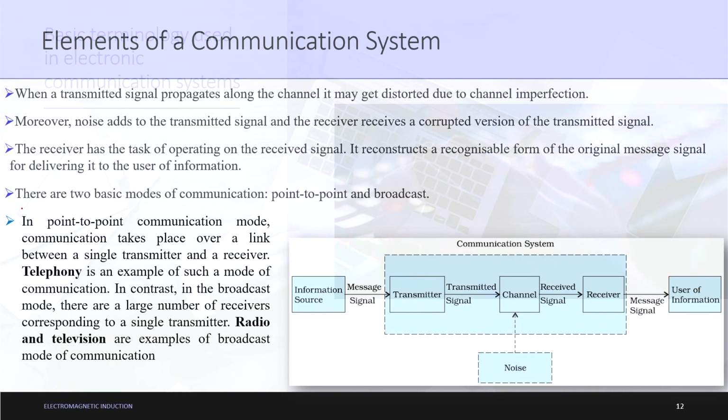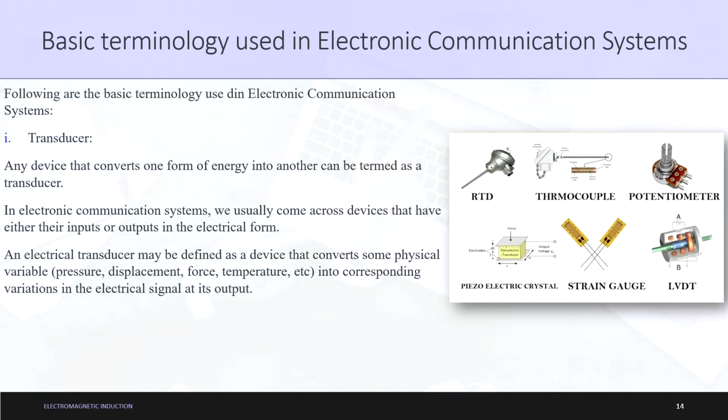Now we will go with the basic terminology, some of the important concepts used in communication systems, so that we can get to know future things like what is a bandwidth, what is a signal, what are the different types of waves, what is modulation, as I already told you in the introduction chapter. So, following are the basic terminologies used in electronic communication systems.